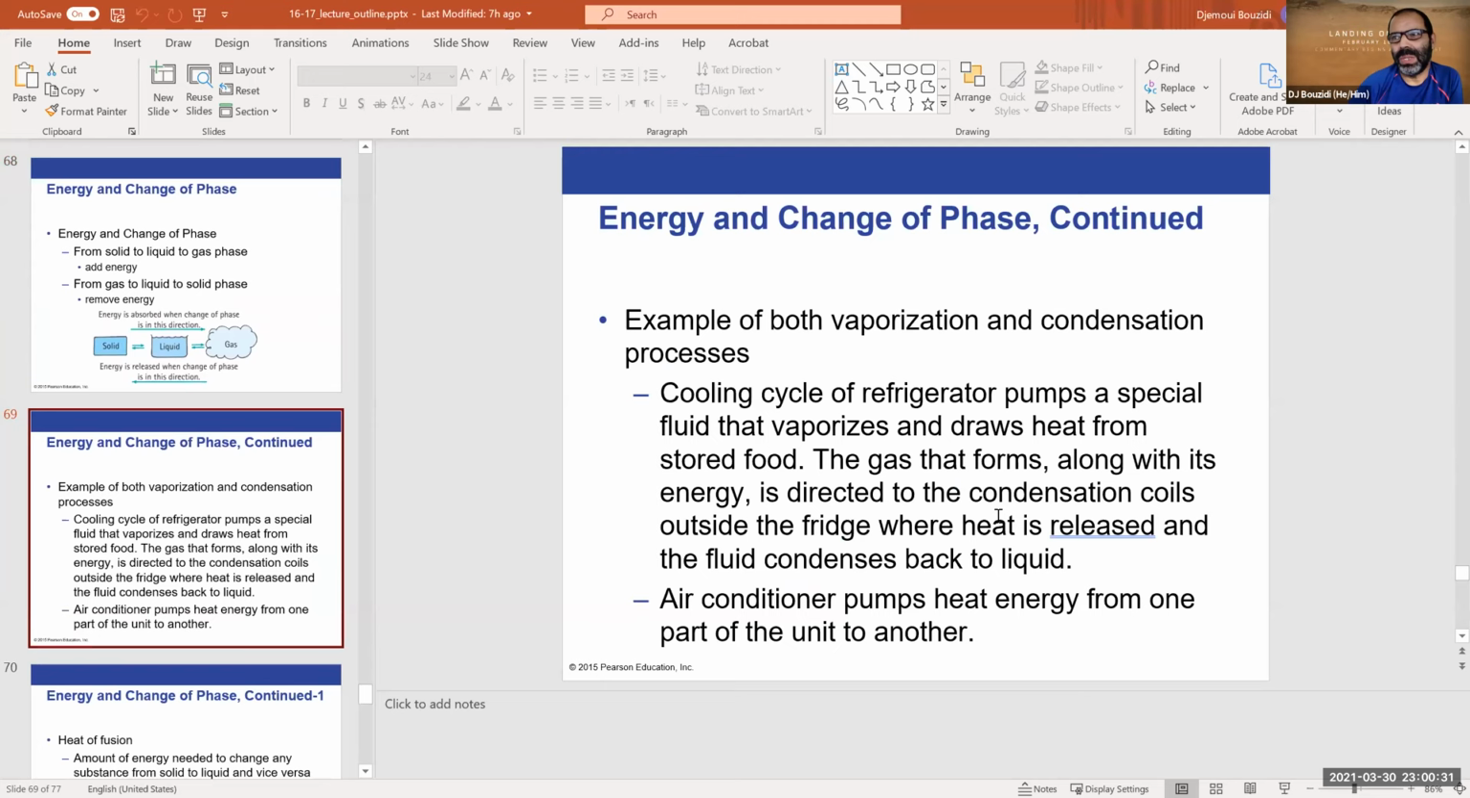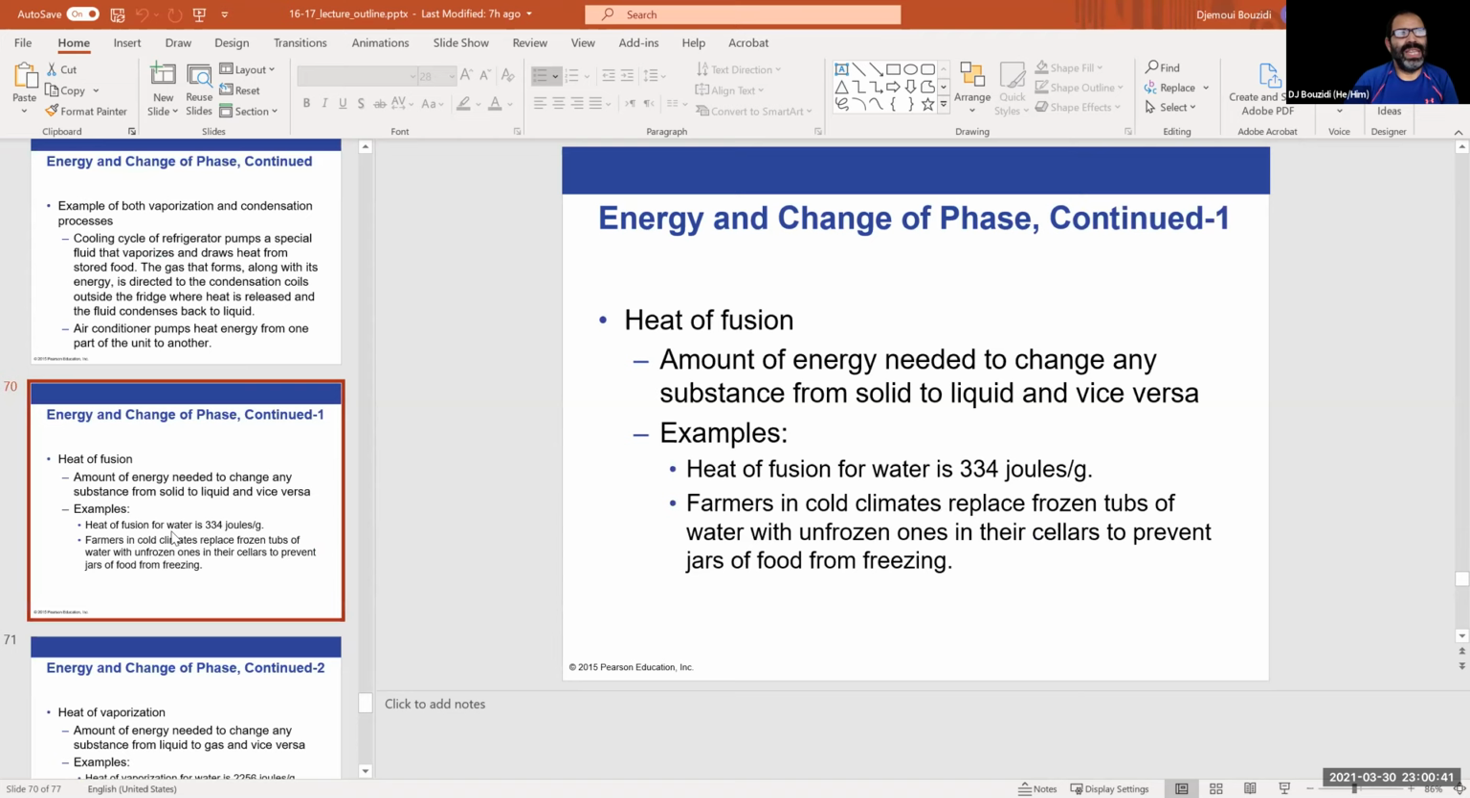Again, this is just an explanation of that and why I have it in here. Okay. Heat of fusion is the amount of heat needed to transfer 1 gram of a substance, okay? So that is basically what the heat of fusion is. For example, for the fusion of water, you need 334 joules per gram.